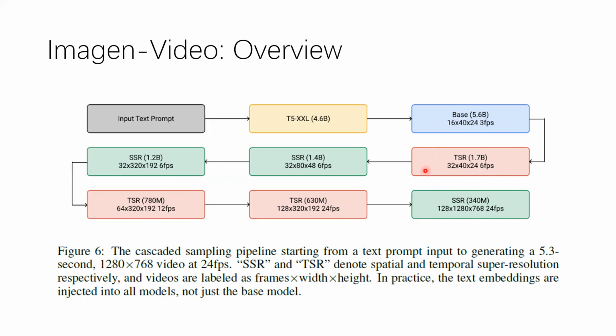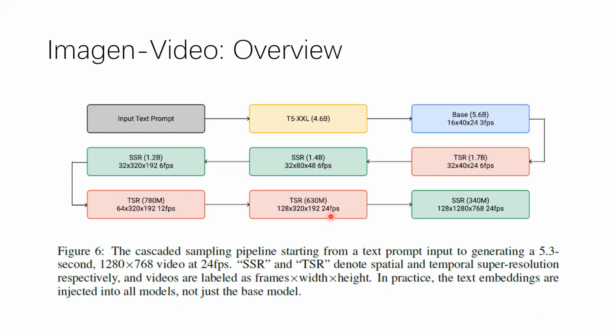And then the next two spatial super resolution models don't change the number of frames. They just increase the resolution of each frame. So at this point, they generate 320 times 192 resolution frames, and in total they only have 32 frames. And then they keep increasing the number of frames. They will get 128 frames, at 24 frames per second.